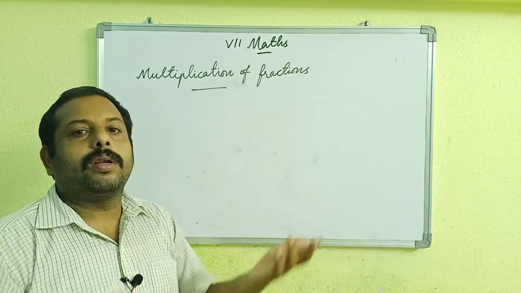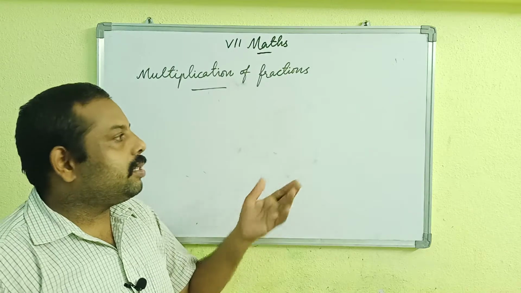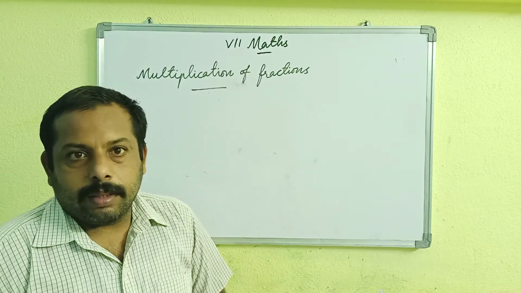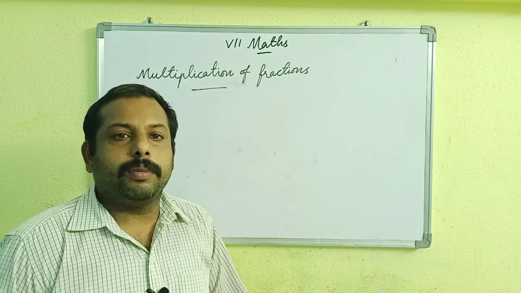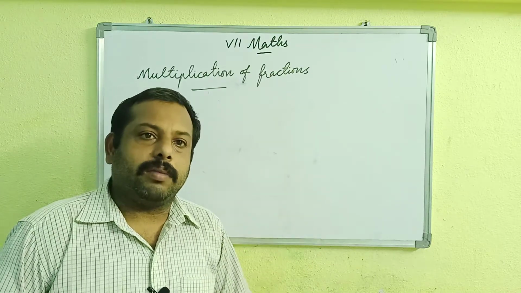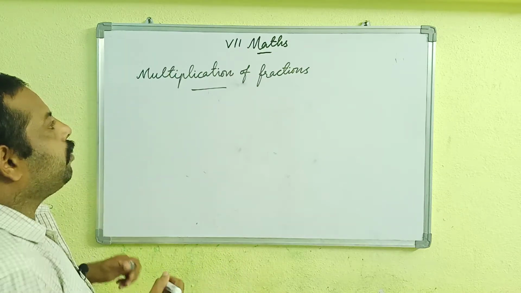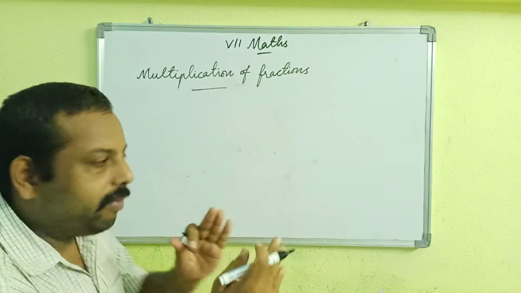You see, actually all whole numbers are fractions. That means whenever you multiply, suppose you multiply 3 by 4 by 5, you may think 3 is also a fraction. Why is it called whole number? It is a whole number as well, no? Okay, so multiplication of whole number by fraction.